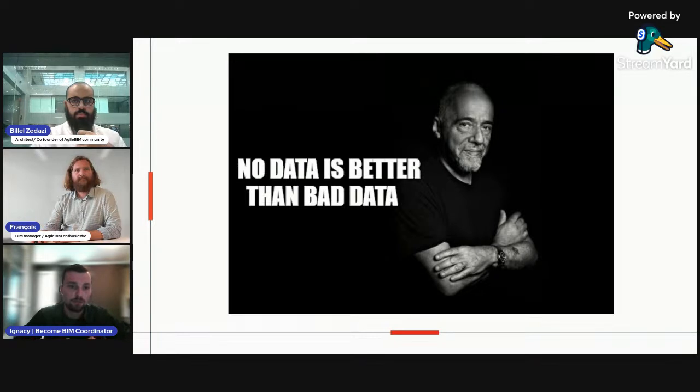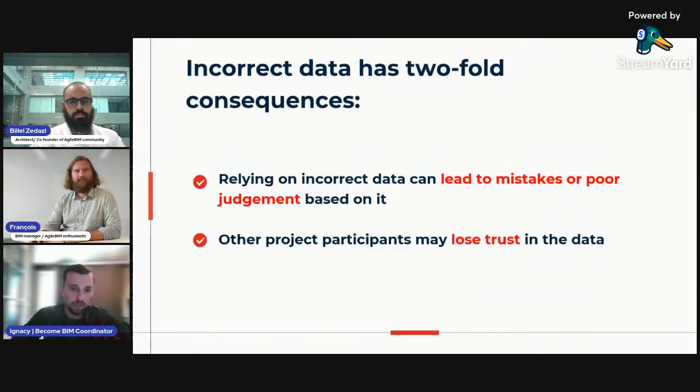And there is a saying, of course, this is not Paulo Coelho who said it, but I think it's funny. No data is better than bad data. It sums up this problem quite well, because currently we produce huge amounts of data on every project. The data is created by various design teams and contractors, and then used by contractors, subcontractors, project owners, different parties. If the produced data is incorrect, it has very serious consequences later on during construction and operational phases.